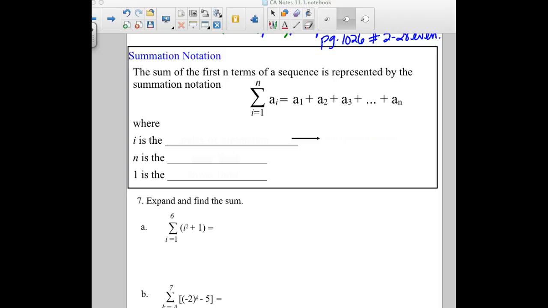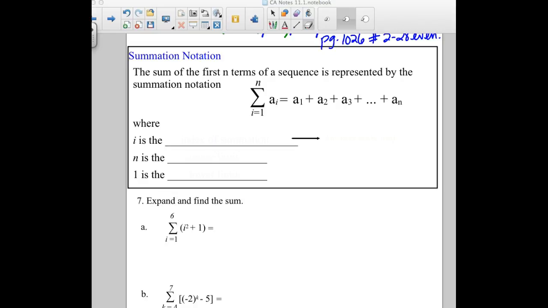These are the notes for day 2 of section 11.1 for college algebra. We're looking at summation notation. Does this symbol look familiar to you from last year? Anybody remember what it's called? That's a Greek letter called sigma.